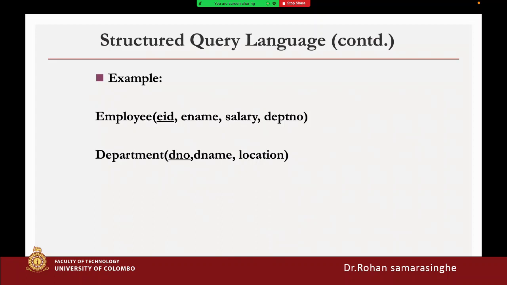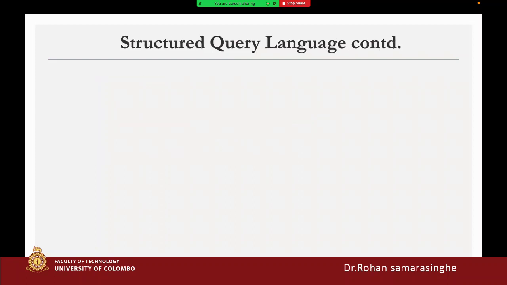Example: there are two tables or two relations. Employee has employee ID, employee name, salary, and department number. Department has department number, department name, and location. So the department number, D number, is a foreign key and primary key relationship. If you want to get the employees who are working in the finance department, retrieving the employee ID, name and salary of the employees who are working in the finance department or the production department, then you have to connect these two tables. Let's see how to write it.